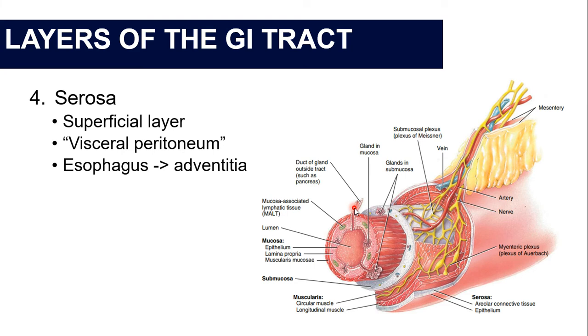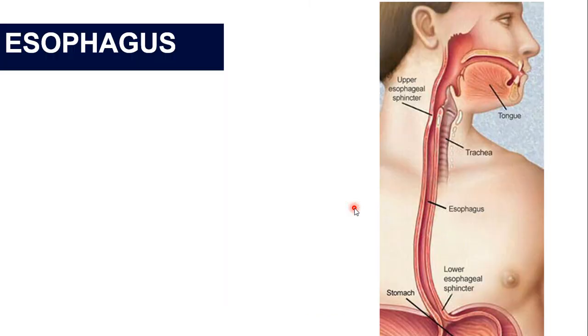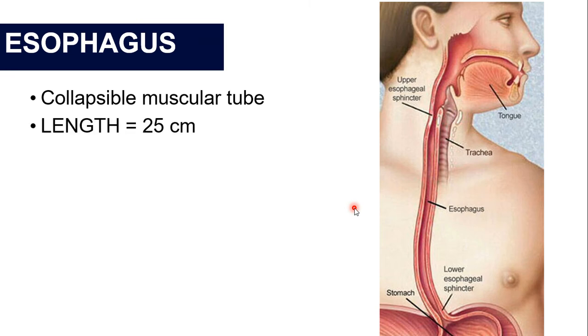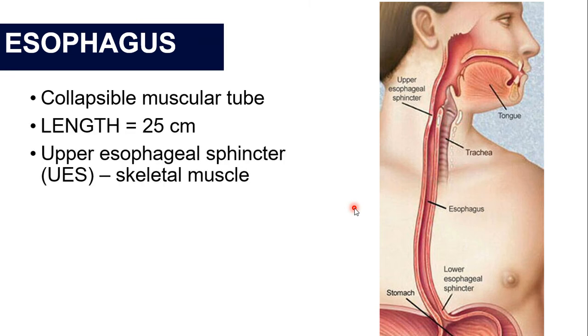So after the layers of the GI tract, let's discuss each organ. So let's first discuss the esophagus. As you can see here on the image on the right, the esophagus is a collapsible muscular tube. Okay, so its length reaches about 25 centimeters, and it has sphincters. First sphincter is the upper esophageal sphincter. Next, it is also known as a skeletal muscle. It is found between the pharynx and the upper part of the esophagus.